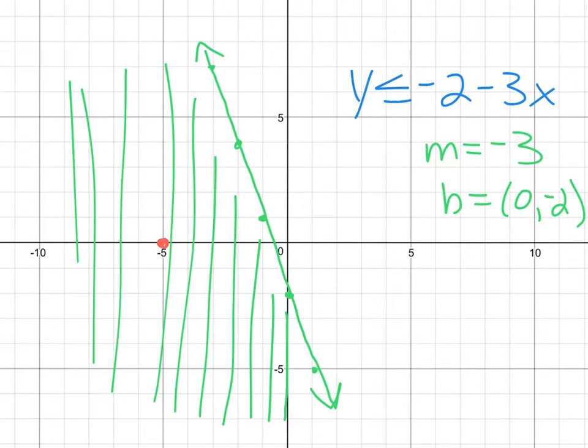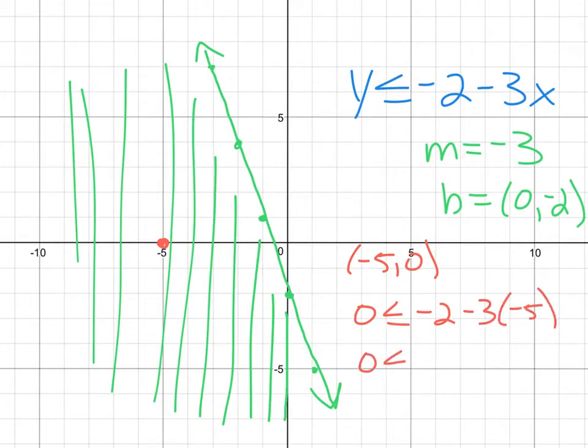Okay, so if we picked a point anywhere in this shaded region, when we plug it into our inequality, we should get a true statement. So our y value there at negative 5, 0 is 0, and we would have 0 being less than or equal to negative 2 minus 3 times negative 5. So we're saying, is 0 less than or equal to negative 2 plus 15? And sure enough, 0 is less than 13. So we know that that is the area that contains the solution set.